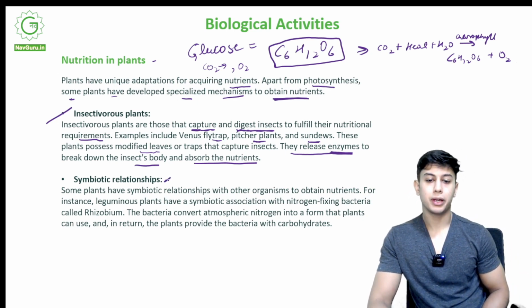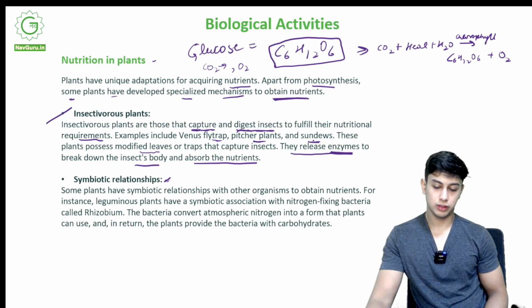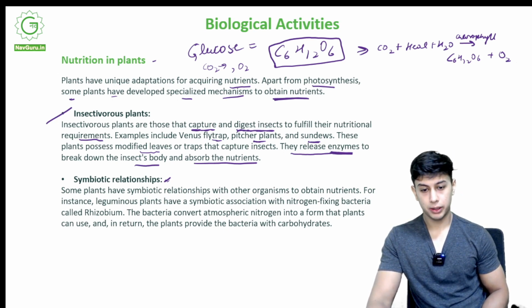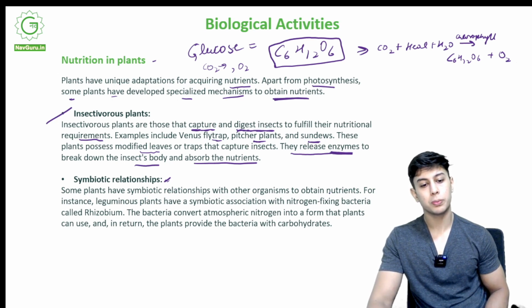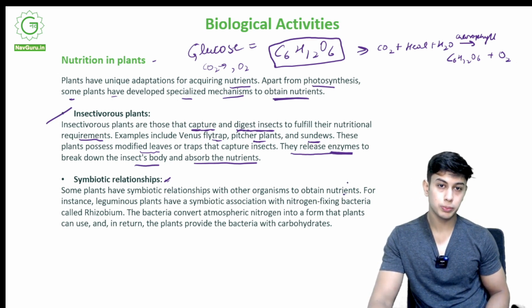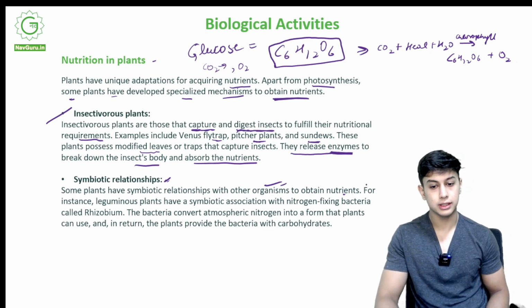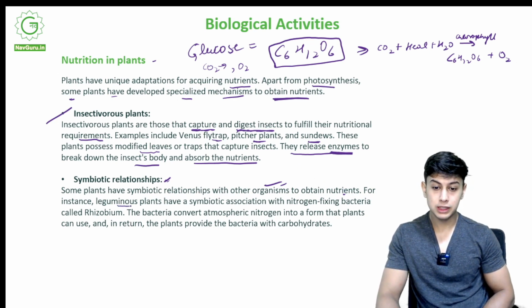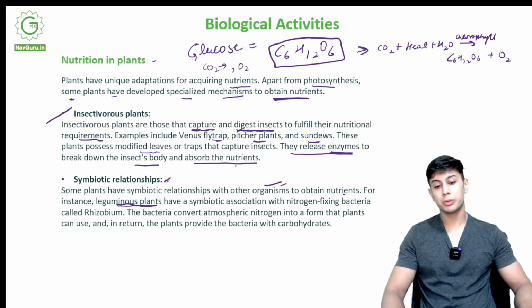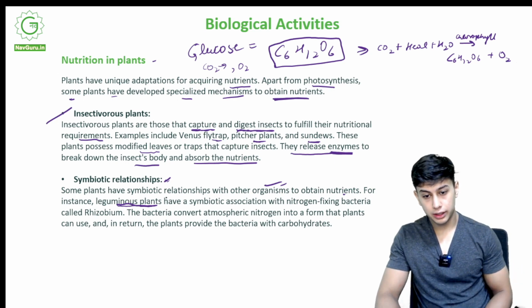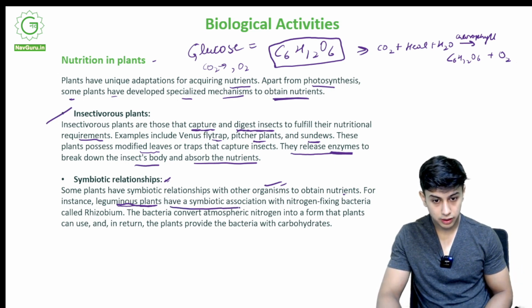Now again we have a symbiotic relationship. So in plants also we see symbiosis. Some plants have symbiotic relationships with other organisms to obtain nutrients. Again, plants also make symbiotic relationships with other organisms, not necessarily other plants, but other organisms. For instance, leguminous plants. All right, we studied about legumes. They have rhizobium bacteria in their legumes, so they have a symbiotic association with nitrogen fixing bacteria.